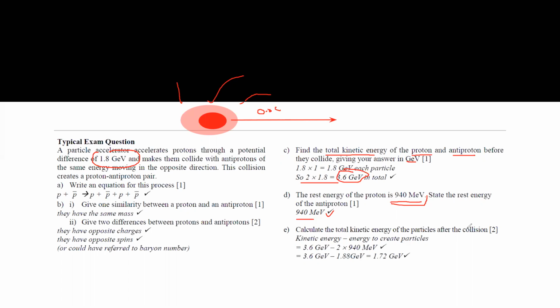Calculate the total kinetic energy of the particles after the collision. So how can we find the total kinetic energy of the particles after the collision? What we need is the kinetic energy, or the speed at which these particles will move. The original total kinetic energy was 3.6. And how much energy is needed to create the particles? Because you need 940 mega electron volt to create one particle.